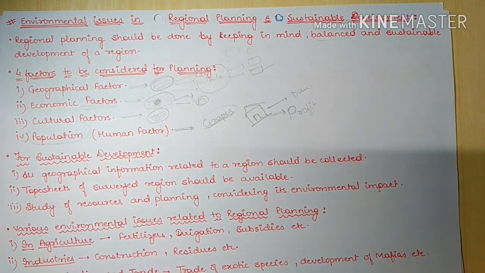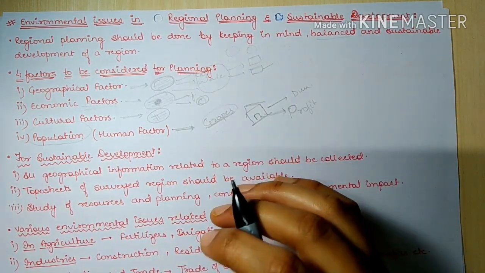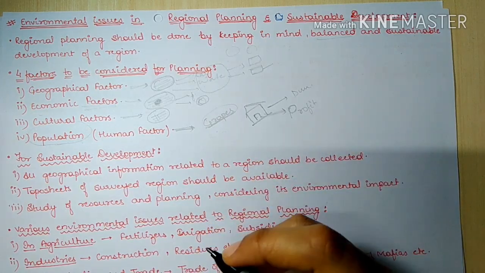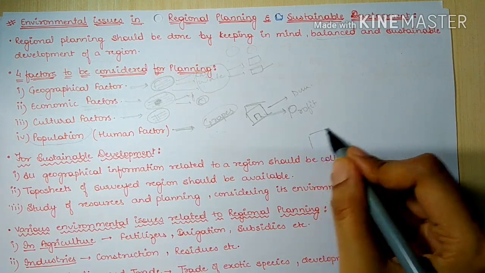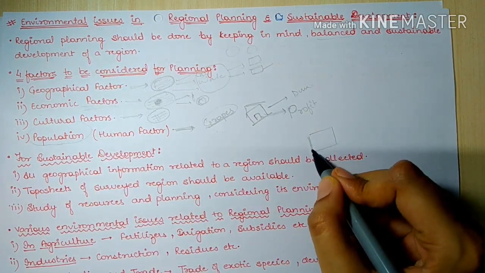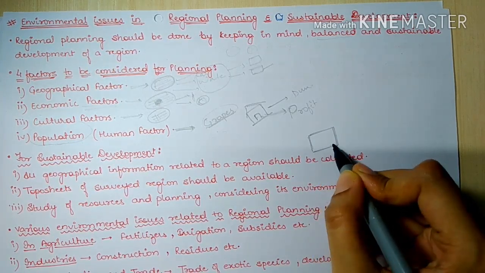Now for sustainable development of a region, first we have to collect all the information of the region. All the information related to planning or related to this region should be collected. The area should be surveyed, and the topo sheets that are made are actually maps for a very small region, like a village.